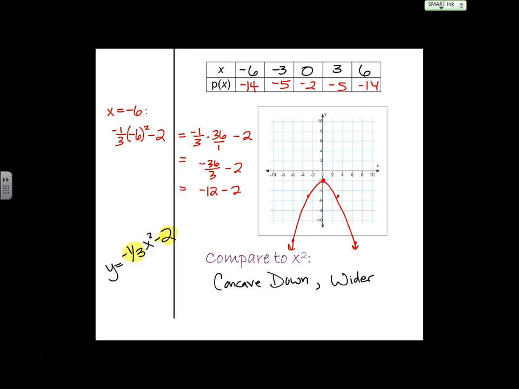Then it's a vertical translation. We can say it shifted what?